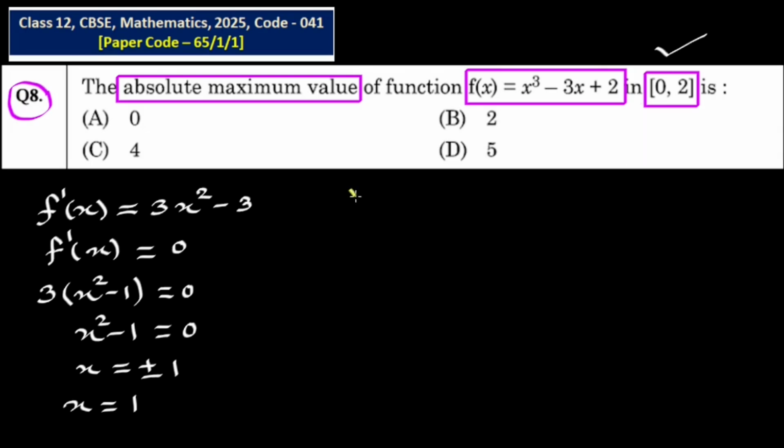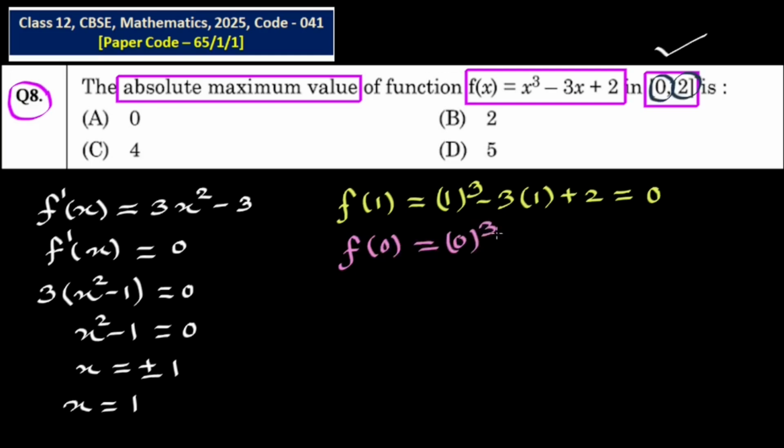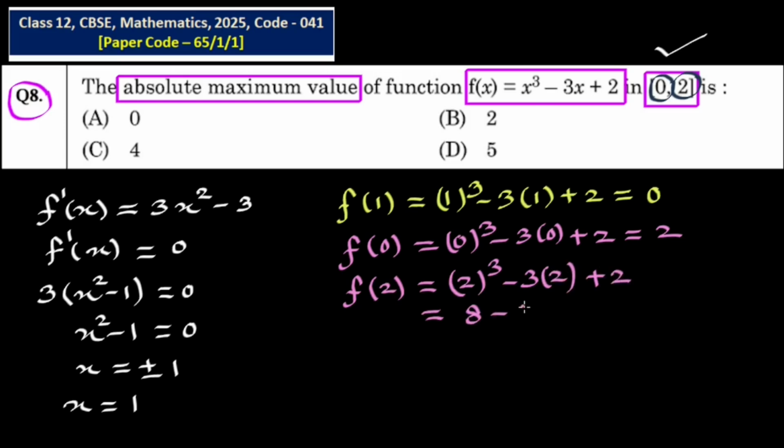Now f of x at x equals 1 will be 1 cube minus 3 into 1 plus 2, which is 0. We will evaluate f of x at the endpoints also, at 0 and at 2. So f of 0 will be 0 cube minus 3 into 0 plus 2, which is 2, and f of x at x equals 2 is 2 cube minus 3 into 2 plus 2, 8 minus 6 plus 2, which is 4. Out of these three values 0, 2 and 4, the largest value 4 will be the absolute maximum value. Hence the correct answer option here is C, 4.